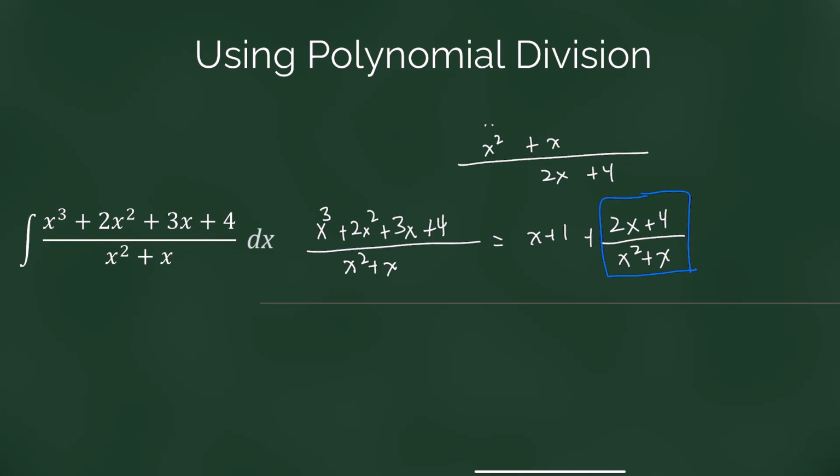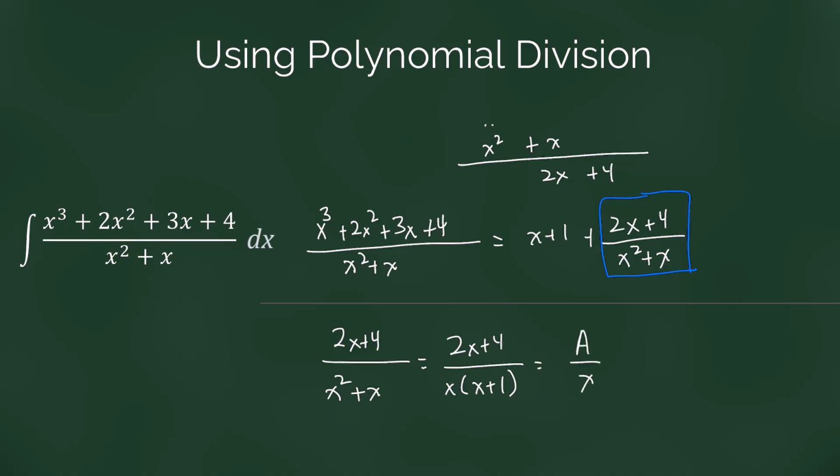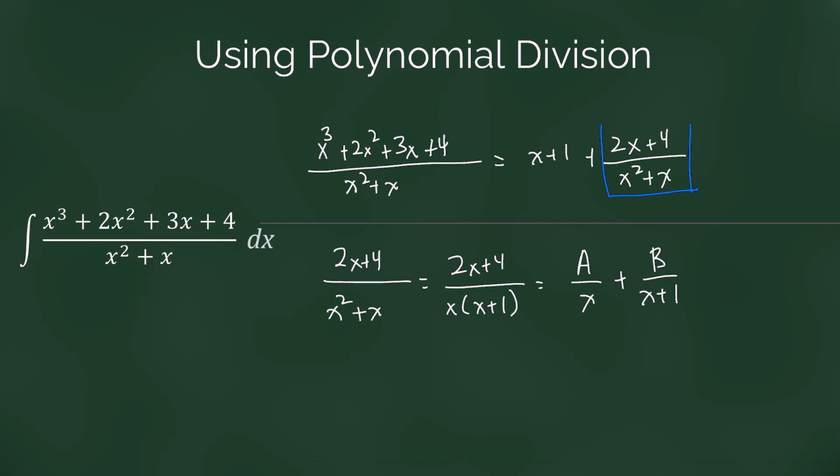We have 2x plus 4 over x squared plus x. We're going to factor the denominator. It's x times x plus 1. Those are both linear. We're going to need to write this as A over x plus B over x plus 1. Each of them only occurs one time in our denominator, so no need for repeated expressions.